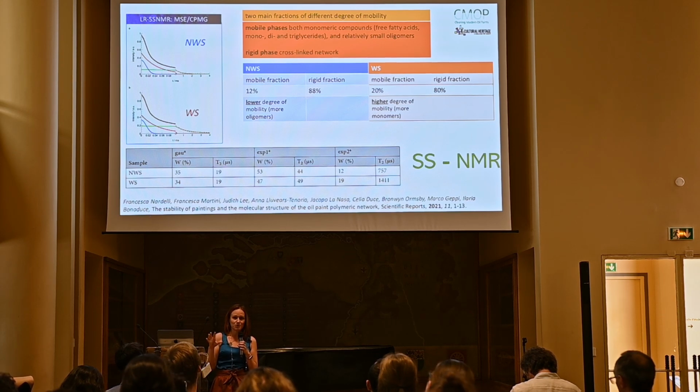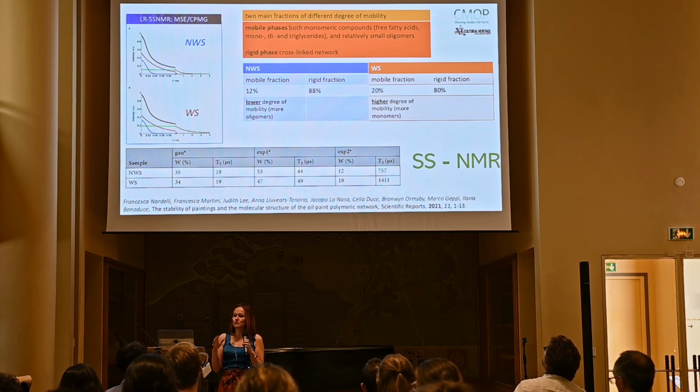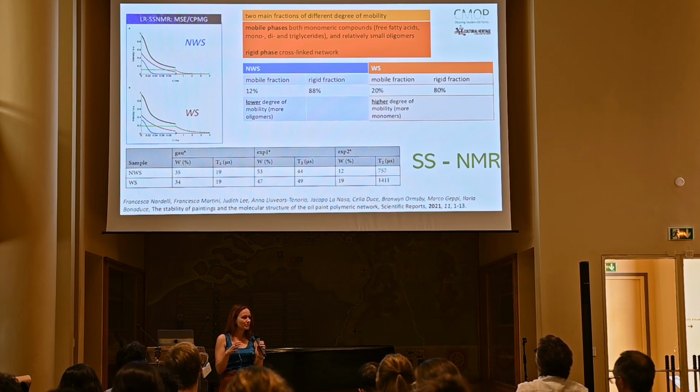several differences between the paint layers. They said, okay, we can pick two main fractions. One is more mobile, and the other one is more rigid. The mobile fraction is constituted by monomers and oligomers, while the rigid fraction is constituted by the highly cross-linked network.